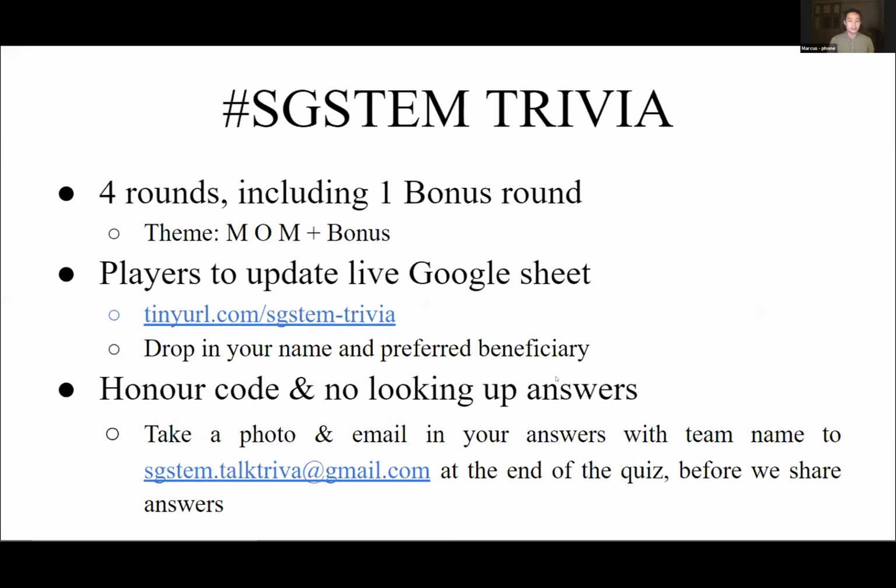Today's theme is MOM. Kanan will tell you more about it later. For the trivia, you can play alone or as a team of up to 5 people. There'll be an honor code: no checking or looking up answers on Google or encyclopedias anywhere, but you can ask people from your team. At the end, we request that you take a photo or email your answers to us with your team name to sgstem.talktrivia@gmail.com. We'll flash this again so that we can check your answers. Right, so over to Kanan.